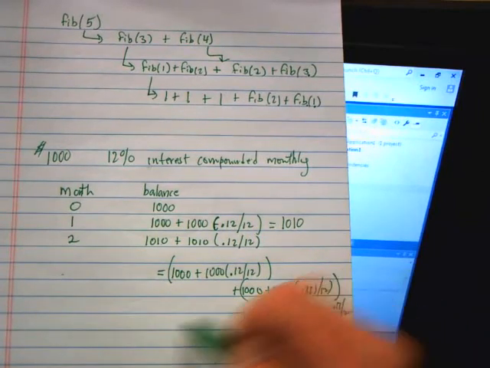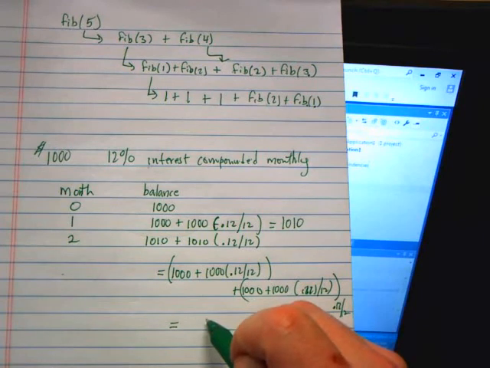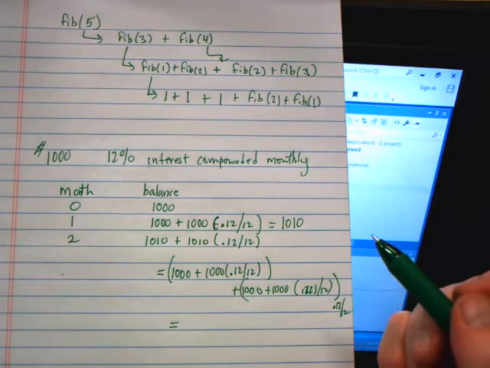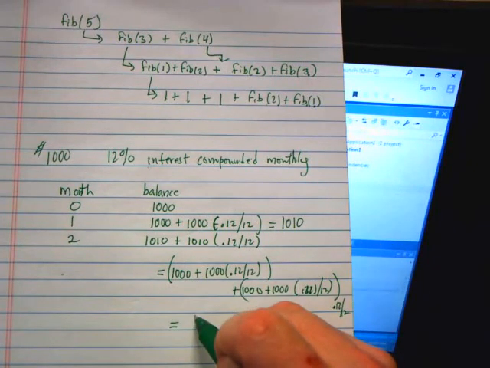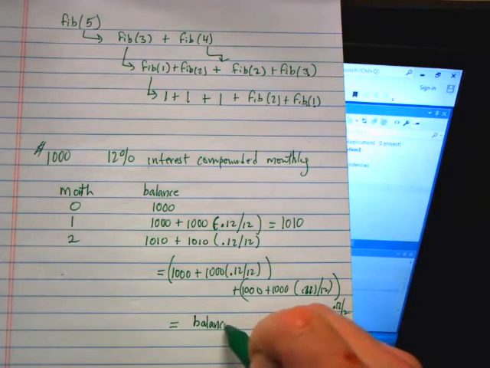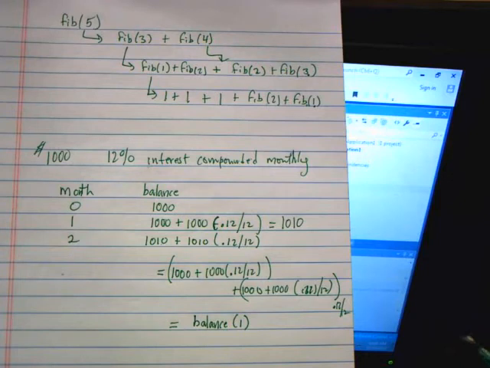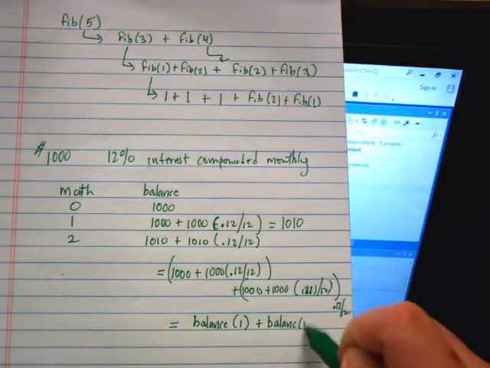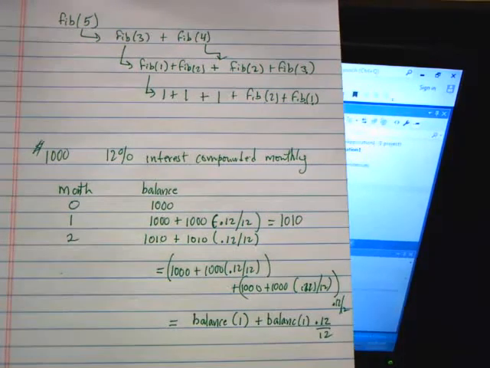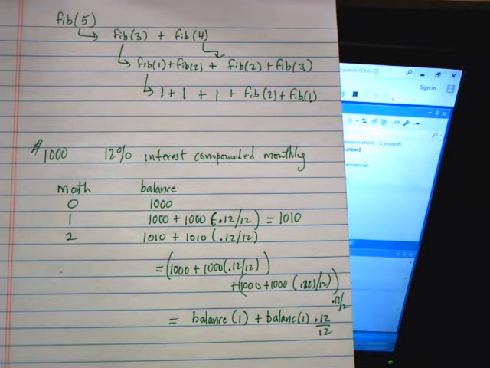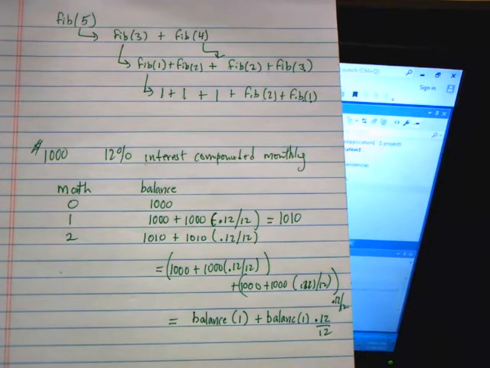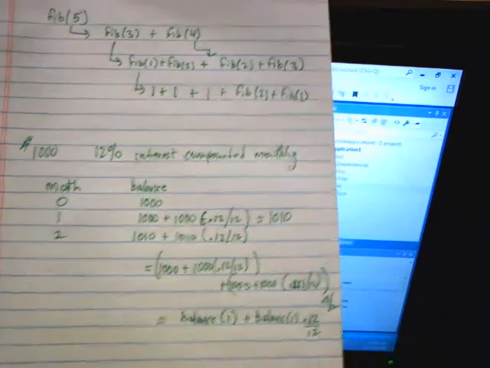Or, even better, you could say, what is this? This is balance at month 1 plus balance at month 1 times 0.12 over 12. And then how would you find the balance at month 3? So at month 3, it would be balance from month 2 plus balance from month 2 times 0.12 over 12. So this is where we're going to get our recursion. All right, so let's see if we can write that in a program.